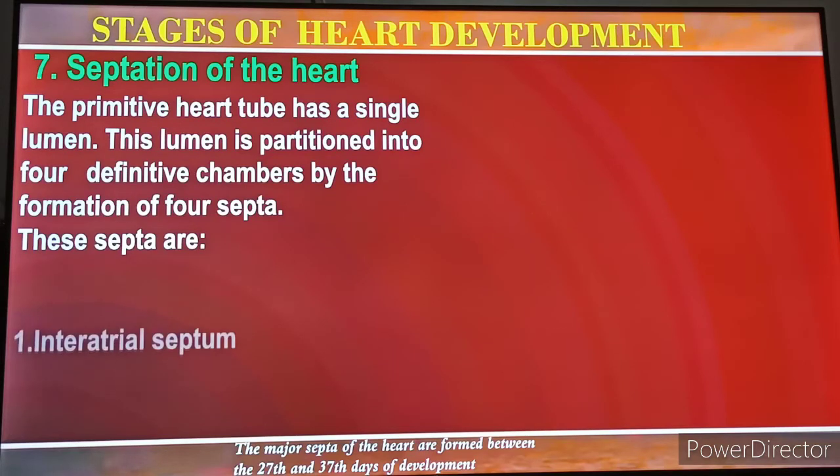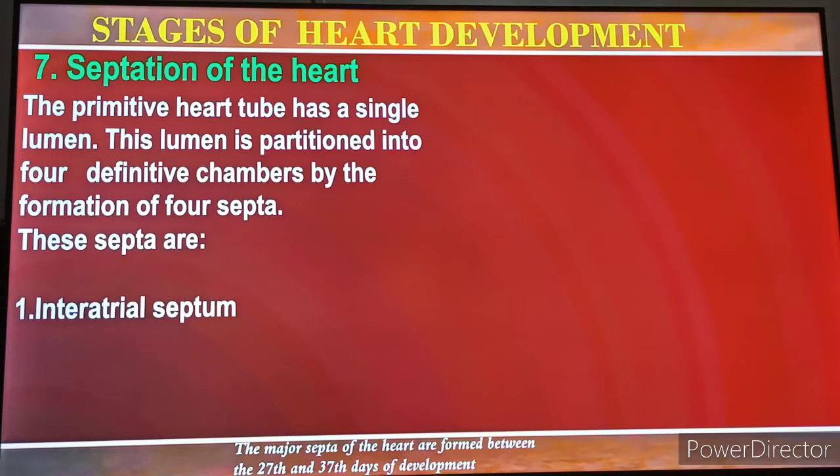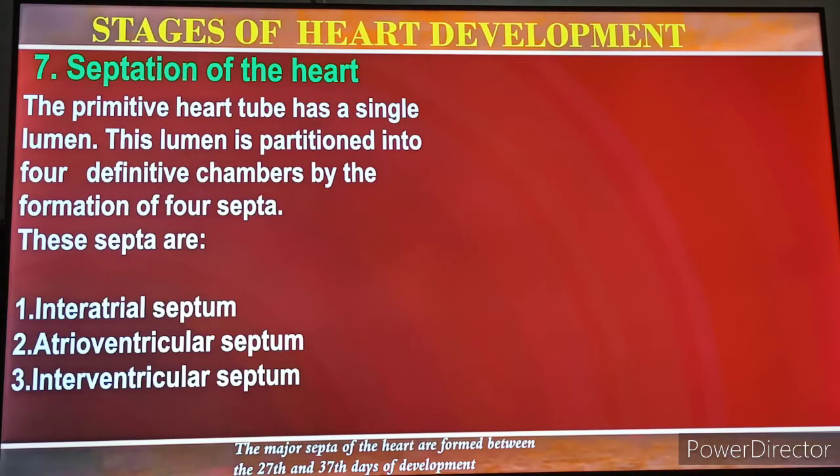So these septa are as follows. Number 1, we have the interatrial septum. Remember, we have the left and the right atrium, so we need to form a septum to form 2 chambers. We are also going to have the atrioventricular septum. We are also going to have the interventricular septum, and finally the aorticopulmonary septum.